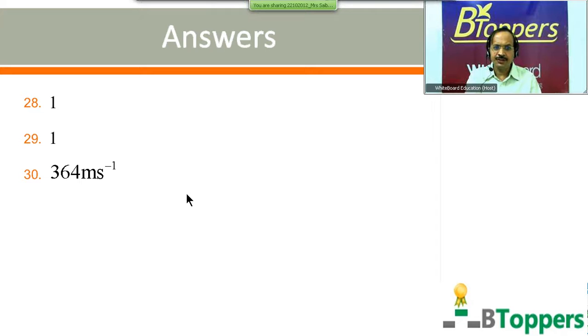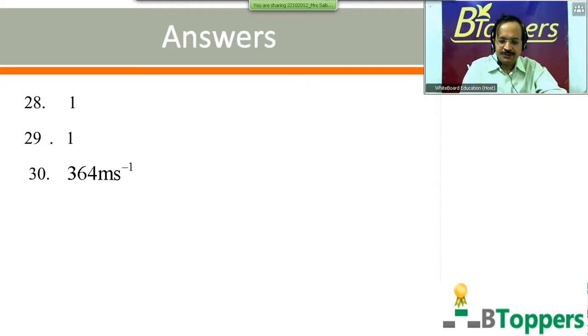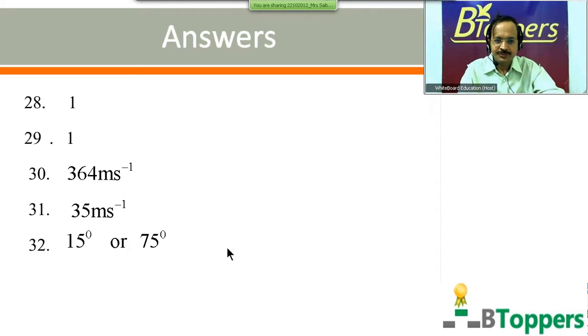Question number 30, answer is 364 meters per second. For question number 31, answer is 35 meters per second. For question number 32, answer is 15 degrees or 75 degrees. For question number 33, answer is third option. Come on, mark your answers or correct your answers. In case you have not tried some of the questions, you can write the answers.